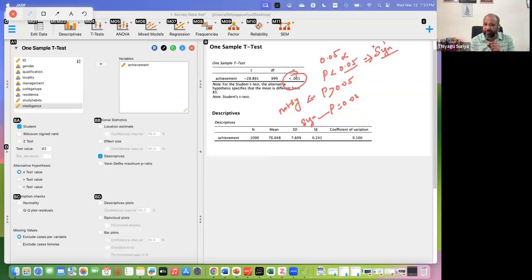If p-value is less than 0.05, it is significant. Significant means there is a significant difference. There is a significant difference means what? Both the groups are not the same. Okay. Therefore, what is the meaning? Both the groups are different. Therefore, the null hypothesis H naught is rejected. If it's significant, H naught is rejected.